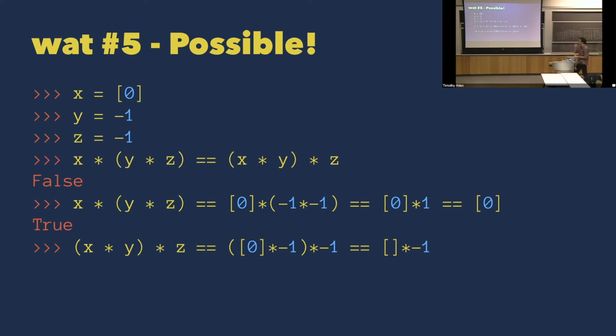And so that means that when we multiply this array by -1, we get an empty list. Again, multiply by -1, again, empty list. These things are not the same. So order of operations is important here.